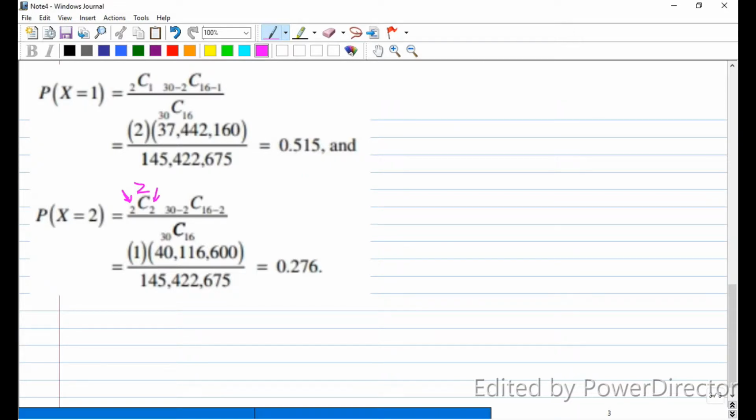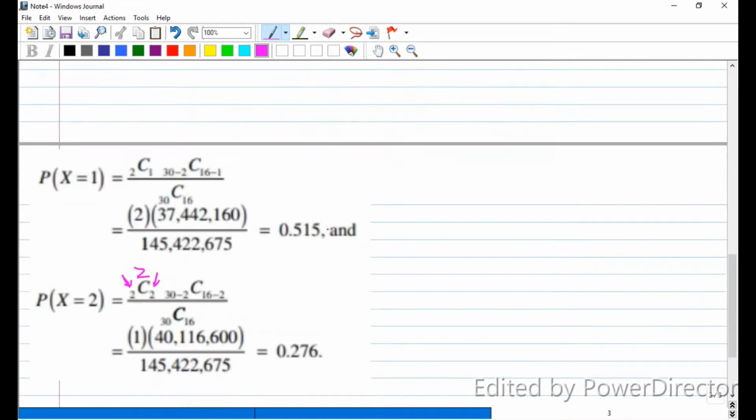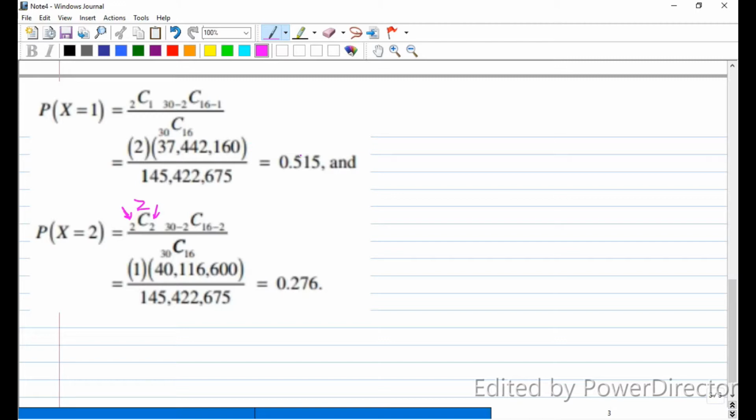Now, what do you think would happen if I added 0.209, 0.515, and 0.276 together? What should that give me? That should give me 1, because the probability of every possible outcome is always 1.